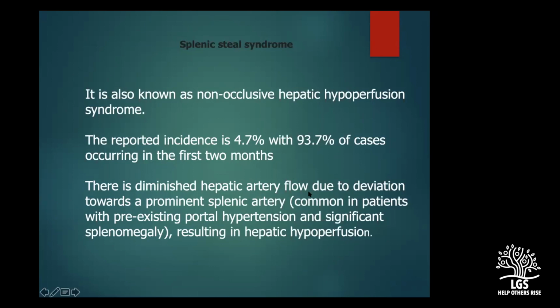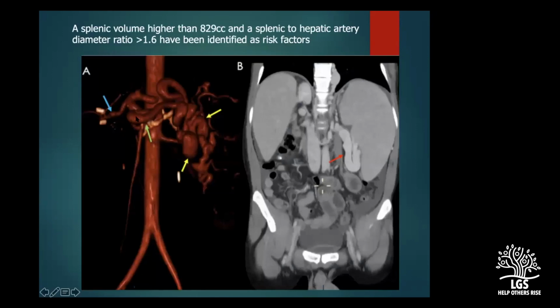What we see is a diminished hepatic arterial flow and a very prominent splenic artery. This is usually seen in patients with pre-existing portal hypertension and significant splenomegaly, resulting in hepatic hypoperfusion. This is one such case wherein you can see the hepatic arteries are really tiny, but you see this chunky splenic artery. The treatment is really simple here, technically not demanding at all. We just need to get inside the splenic artery and do a proximal embolization. We can use a coil or a plug, and do proximal embolization so that we divert the blood flow towards the hepatic artery.